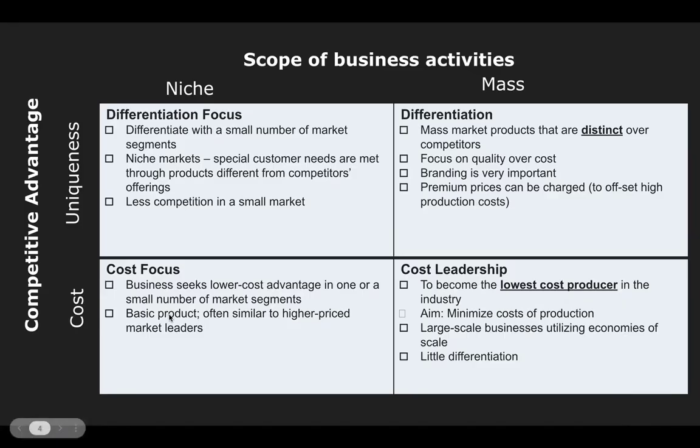Finally, our cost focus. Again, the business is focused on cost. How can I lower my costs as much as possible? And I want to have that lower cost advantage over other businesses. But instead of being a mass market, I'm selling to a smaller market, a smaller number of market segments. So often it's a very basic product, but it's going to be sold to smaller market segments and not in a mass market.